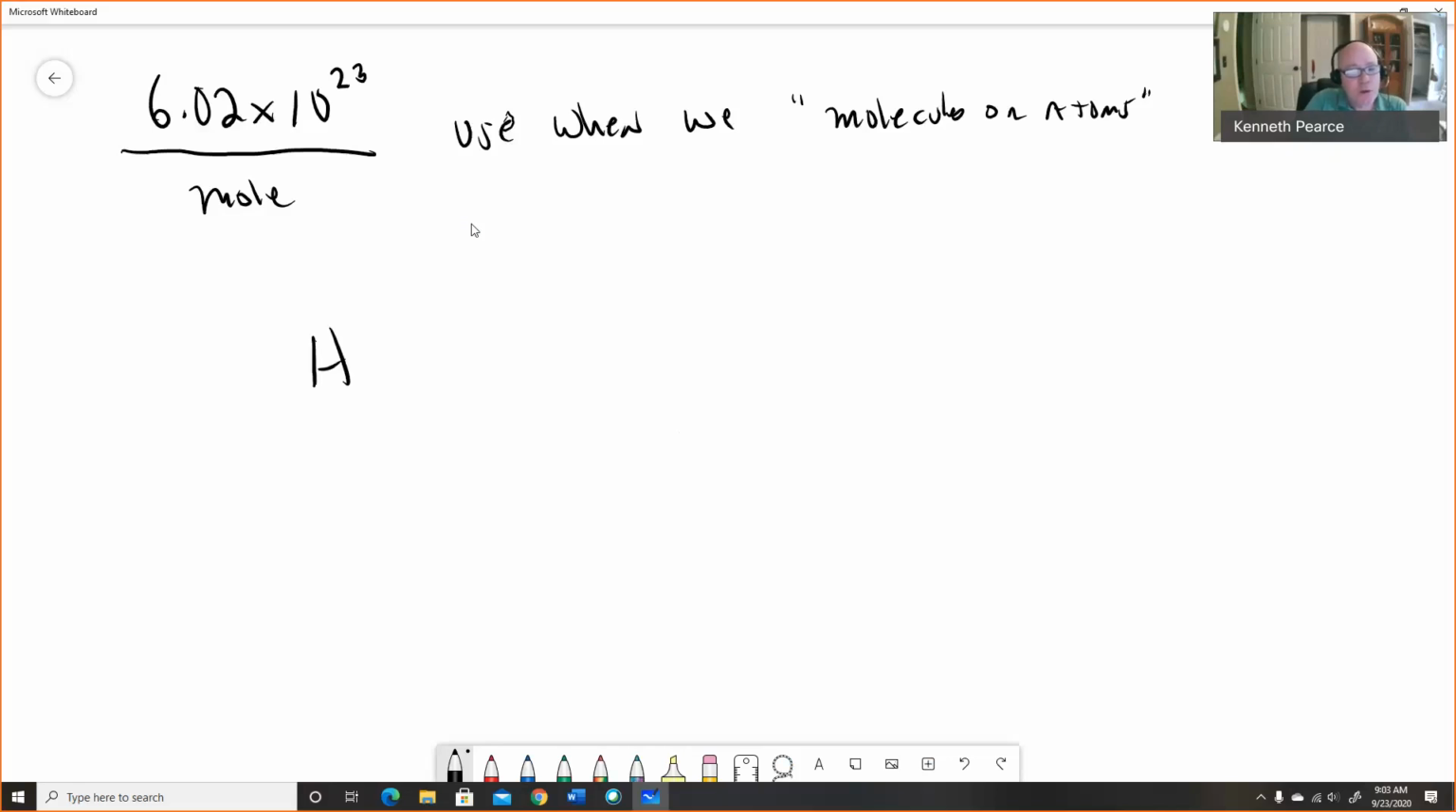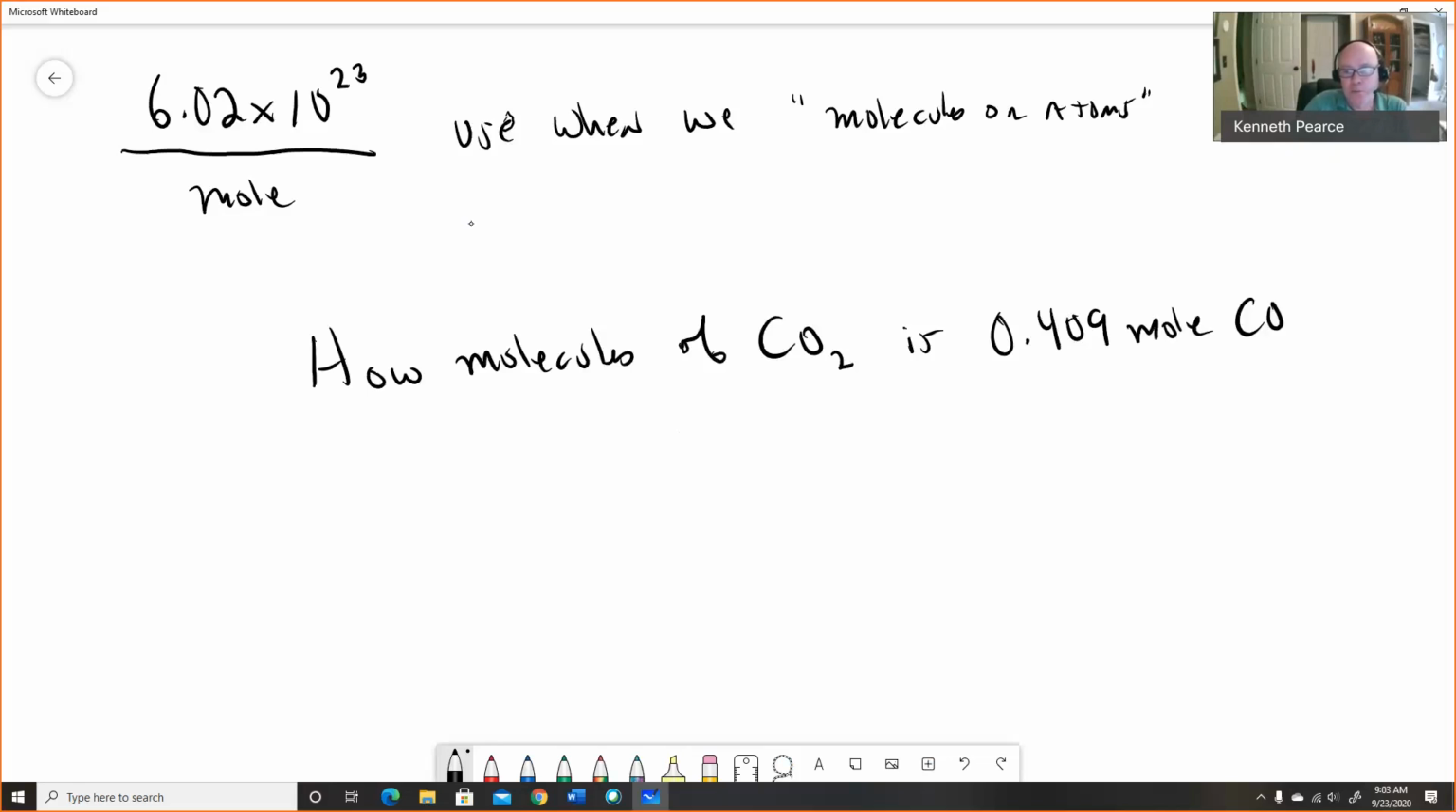So how many molecules of CO2 is 0.409 mole CO2? Okay, and so this is the way we're going to do these problems in this chapter. I look at this problem, and I don't go straight for a setup. It's much easier if you just look at it and decide, what do I need to use? Because we're going to have bigger and more complicated problems. This is our first one, where we're going to have several conversion factors that we're going to need. So we need to make sure we have the right ones.